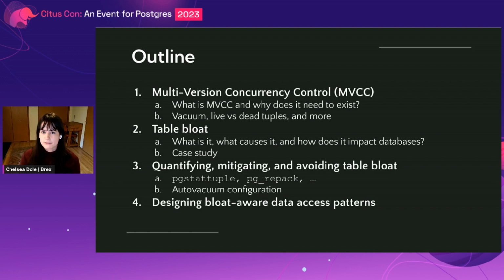Today, we're going to be starting off our discussion with learning about MVCC, or Multi-Version Concurrency Control. Then we're going to be using that as a platform to understand table bloat, which is the focus of the talk. We're going to get into what exactly it is, what causes it, and how to mitigate it. And then later, we're going to be talking about extensions such as pg_repack and pgstattuple, and also autovacuum configurations. Finally, we're going to round out the talk by taking a bit of a higher level, holistic view, talking about how to design bloat-aware database access patterns and architecture so that you don't have to run into these problems in the first place.